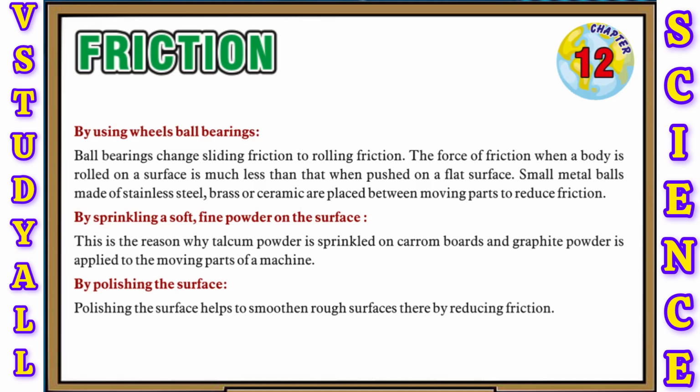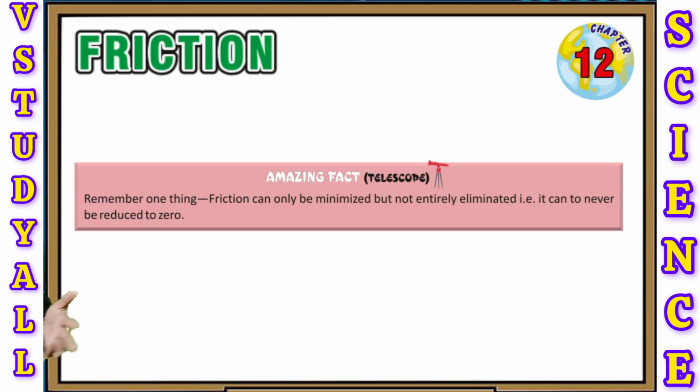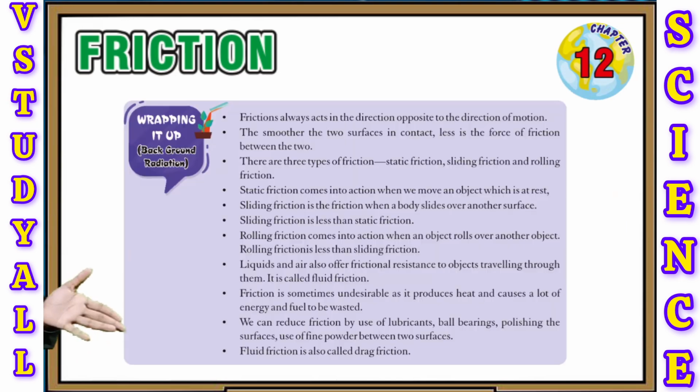Now let's see, by polishing the surface. Polishing the surface helps to smoothen rough surfaces, thereby reducing friction. And the amazing fact, remember one thing, is that friction can only be minimized but not entirely eliminated. That is, it can never be reduced to zero. So now I hope, students, you have understood these topics. So now let's wrap it up.